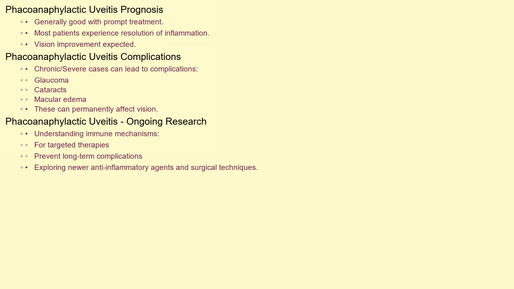The prognosis for Phacoanaphylactic uveitis is generally good with prompt and appropriate treatment. Most patients experience resolution of inflammation and improvement in vision. However, chronic or severe cases can lead to complications such as glaucoma, cataracts, or macular edema, which can permanently affect vision. Research continues to focus on better understanding the immune mechanisms involved in Phacoanaphylactic uveitis, aiming to develop more targeted therapies and prevent long-term complications. Studies are also exploring the potential of newer anti-inflammatory agents and surgical techniques to improve outcomes.